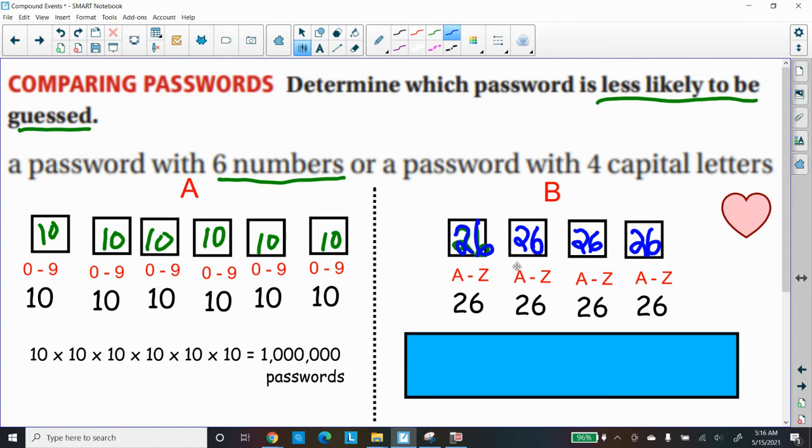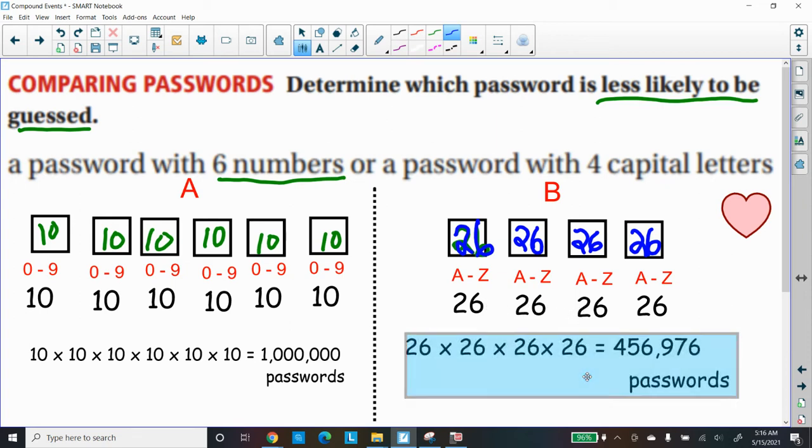Well, what are we going to do with all these 26s, Dr. Rob? Just like the 10s, we're going to use the counting principle to multiply these different choices that he can get. So 26 times 26 times 26, what does that equal to?